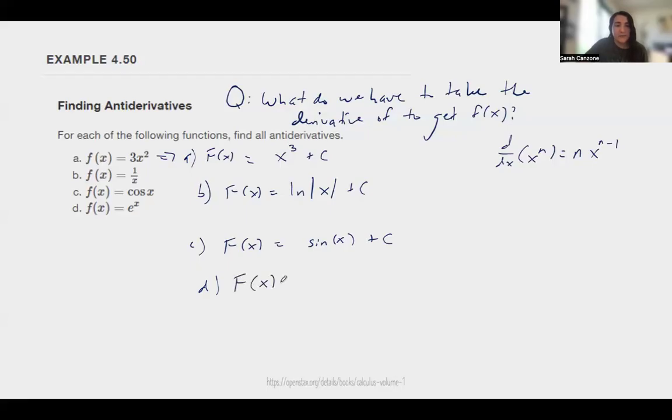Of course, if we had a number in front of it, or a number in our exponent here, it would be slightly different. You would have to adjust the number in front of the e to the x, but that's not the case. So since the derivative of e to the x is e to the x, the antiderivative is also e to the x. So our antiderivative is simply e to the x plus c.